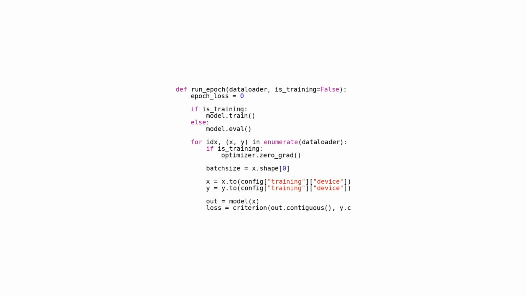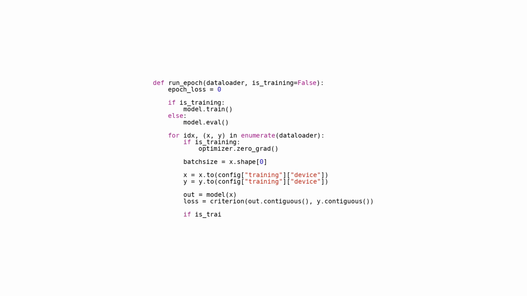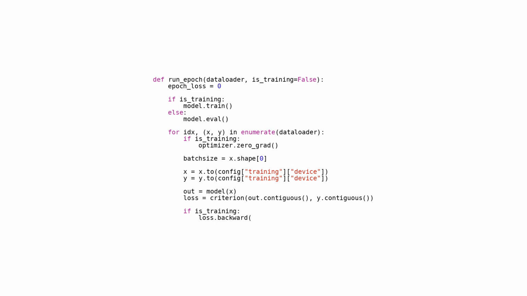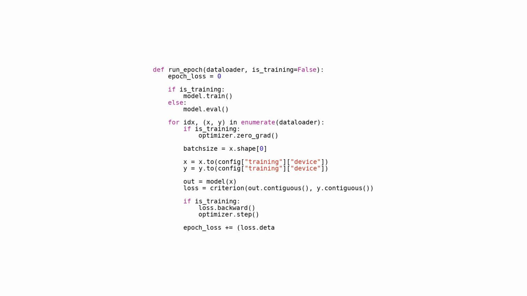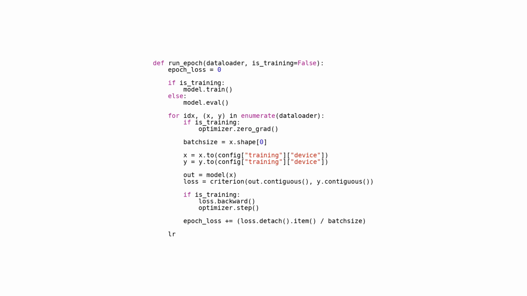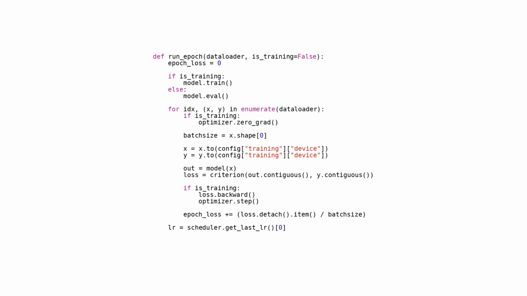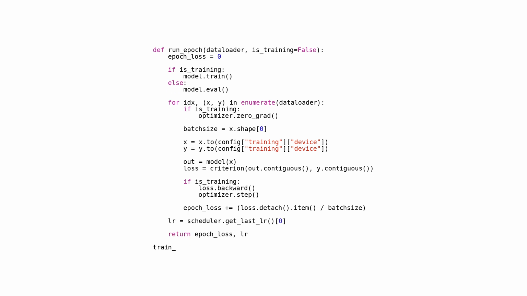Within the run_epoch function, the model's status transitions to training mode, model.train, when is_training holds a true value. Conversely, it shifts to evaluation mode, model.eval, otherwise. This adjustment influences the dynamics of certain layers such as dropout and batch normalization during the training and validation phases.